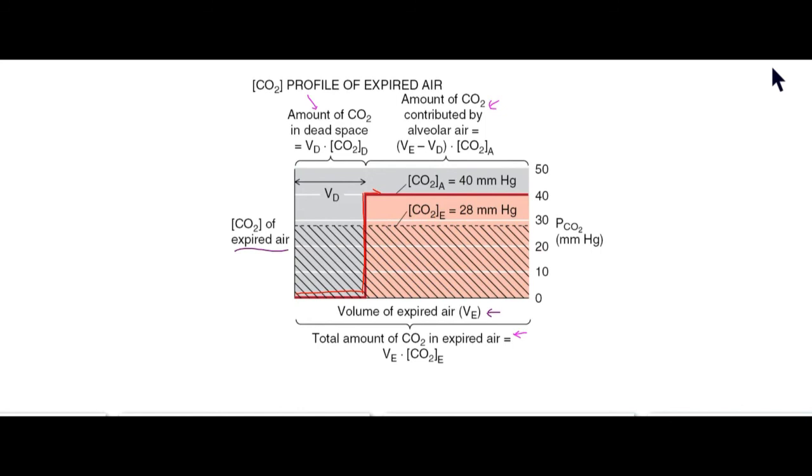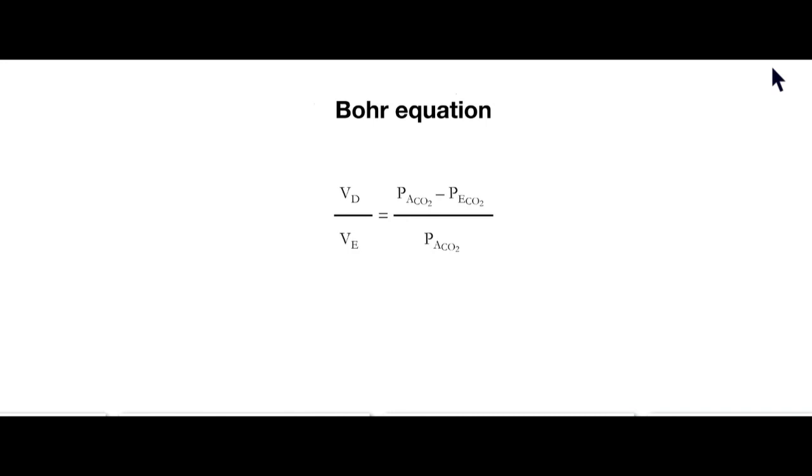So since what we want to get is this ratio, basically just rearranging this equation gives you VE times the alveolar concentration minus the expired concentration equals VD times the alveolar concentration. Rearranging that by bringing VE over here, bringing that concentration over here, you end up with one minus this concentration, which is what's going to show up there.